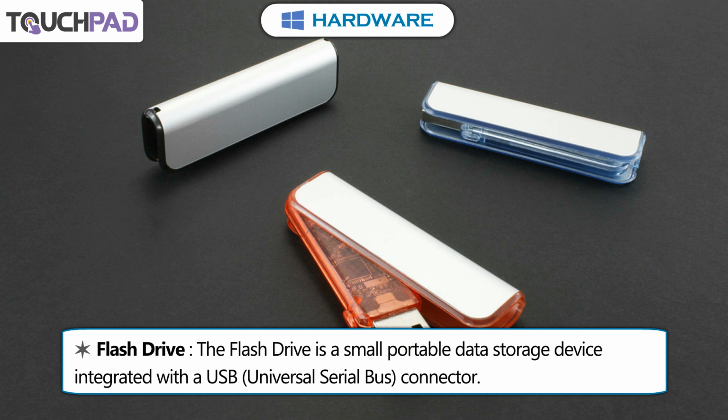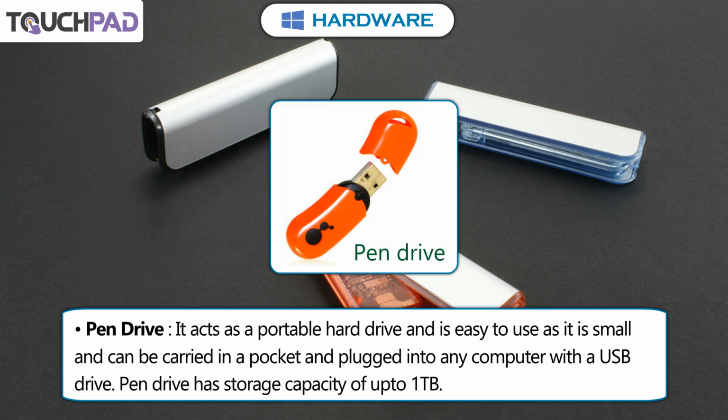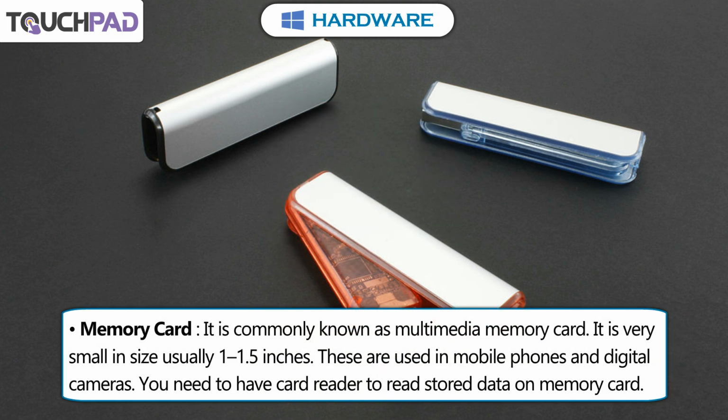Flash drive. The flash drive is a small portable data storage device integrated with a USB, Universal Serial Bus connector. Pen drive. It acts as a portable hard drive and is easy to use as it is small and can be carried in a pocket and plugged into any computer with a USB port. A pen drive has a storage capacity of up to 1 TB.